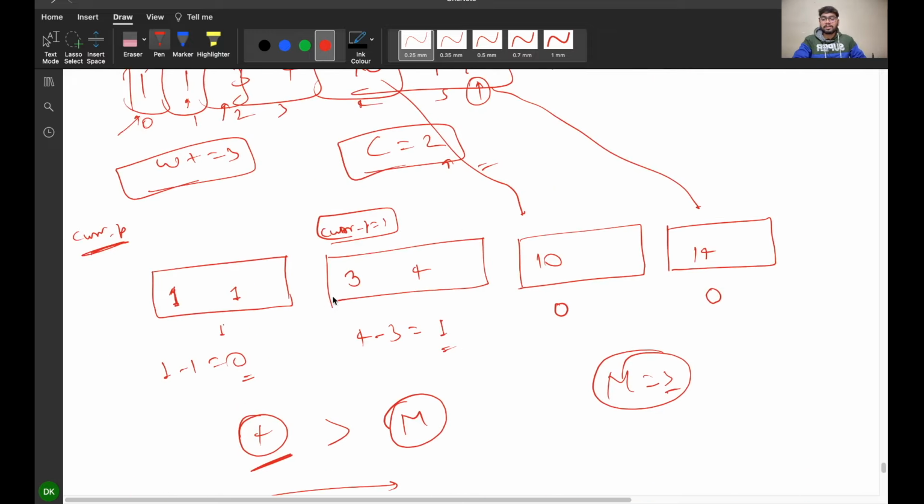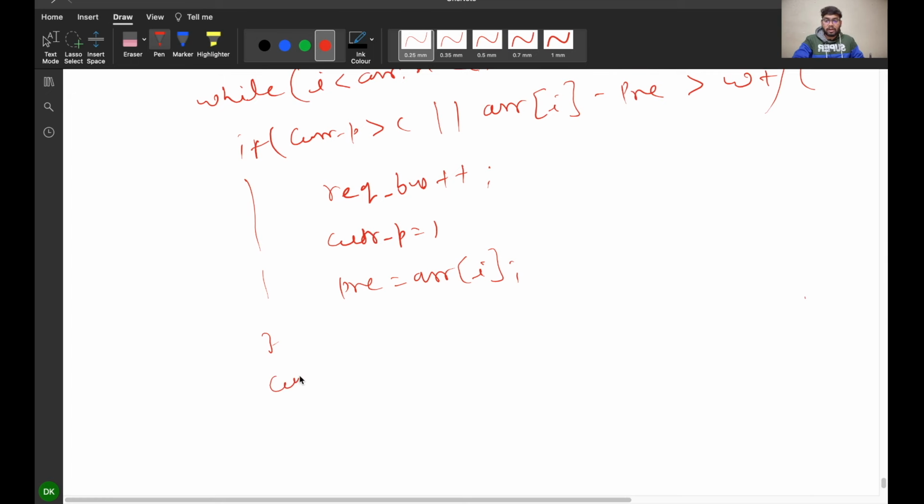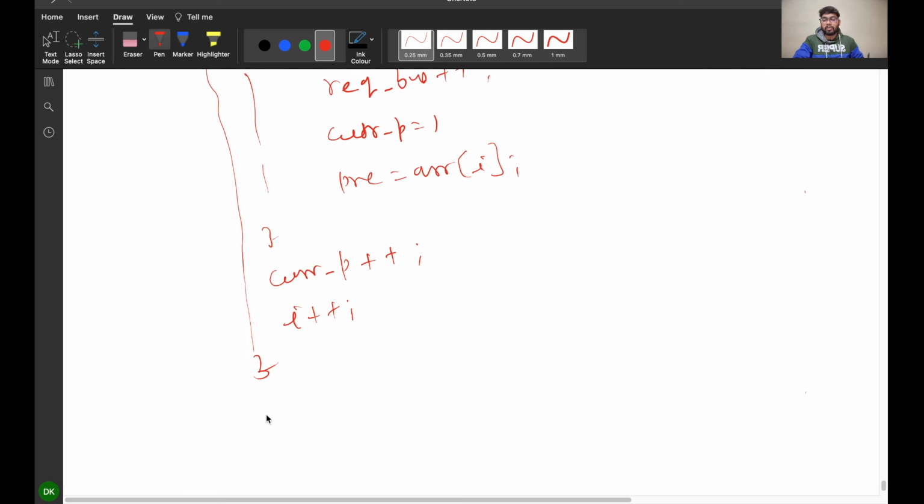And if not, what is this condition? I just have to determine the condition whenever I require a bus: whenever the capacity is full, and whenever the waiting time is greater than the particular waiting time determined by the middle of L and R divided by 2. If it is not, then every time I place a person into the particular bus, I just increase the current person count, and every time I increase my iterator. And after completing this loop, I have my required buses.